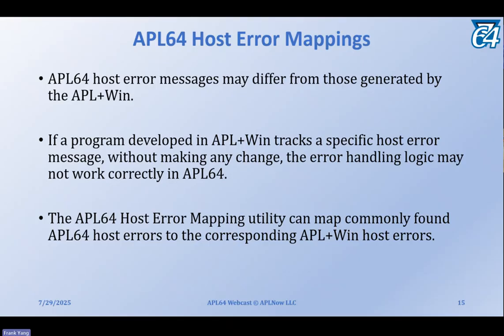We created a utility to map commonly found APL64 host errors to the corresponding APL+Win host errors. Currently, the host error map consists of the system default host error map and a user-defined host error map. Our developer team maintains the system default host error map. Users can add or remove entries in the user-defined host error map. The host error maps only need to be set up during the program development. At runtime, when the system encounters a host error, it searches the host error map and substitutes the error message if a match is found.